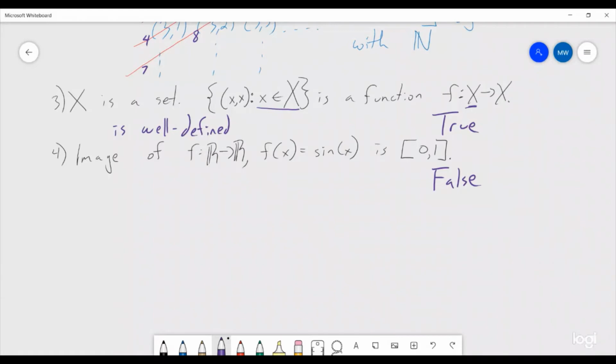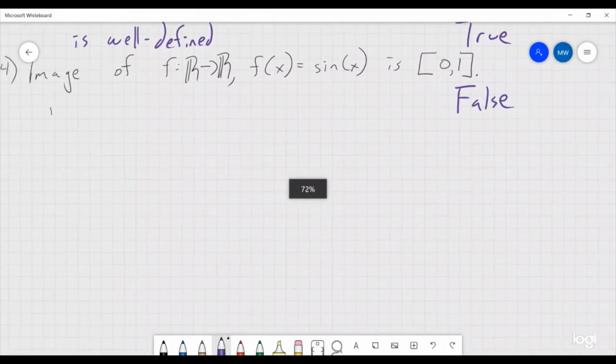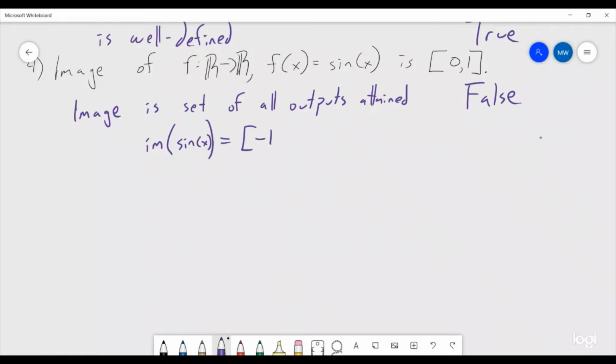The reason for that is the image is the set of all outputs that we actually get. So the different outputs we can get from sin(x), that's going to be anything from negative 1 to 1. So the image of sin(x) is going to be [-1, 1]. If it had been the image of sine squared, then that would have been true, but because it was just sin(x), it's negative 1 to 1.